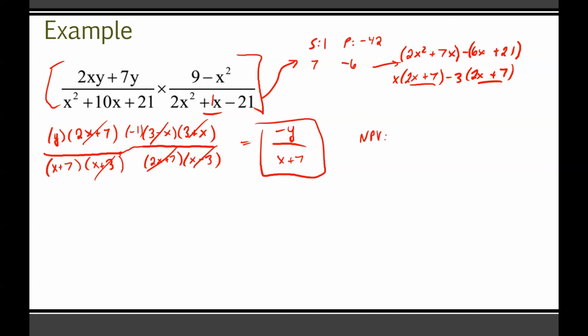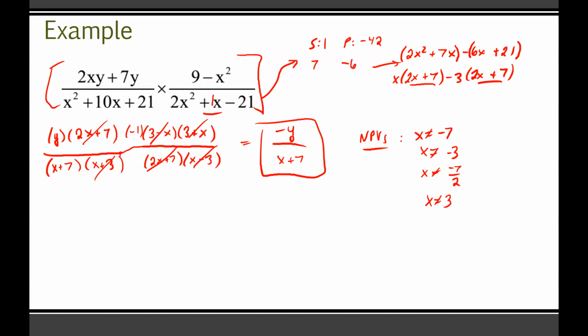Anyway, we need to list our NPVs. Even if it doesn't ask, you still have to list them. Look at the fully factored form. It kind of tells the whole story for you. We have x cannot equal -7 for this first piece. x cannot equal -3 for that second piece. For 2x plus 7, you could write it out again, but I'll save us the trouble. I'm going to say x cannot equal -7 over 2. And then for x minus 3, we have x cannot equal +3. So notice a whole bunch of NPVs. That's pretty normal on these ones.